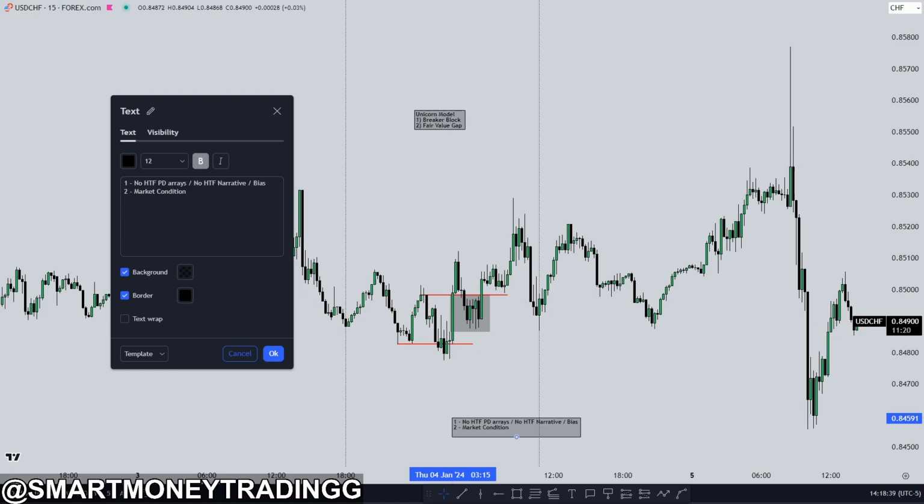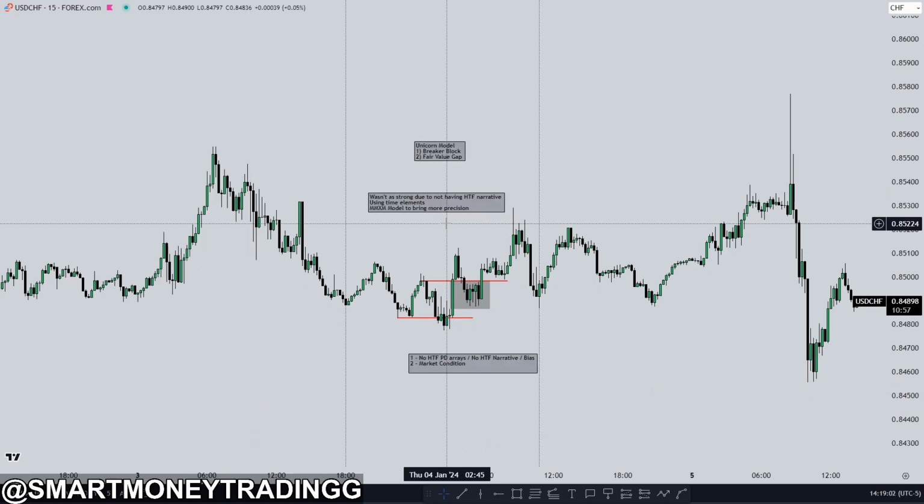But during this week of NFP, I view the market conditions. I view Monday, I see how it is. I view Tuesday, I view Wednesday, Thursday, and then Friday, the NFP. And I view the market condition and I see how the PD arrays are holding. How are they getting respected? What is my higher time frame bias and my narrative? So that is important. It wasn't strong as not having a higher time frame narrative, of course. Using time elements is very important whenever you're trading this model.